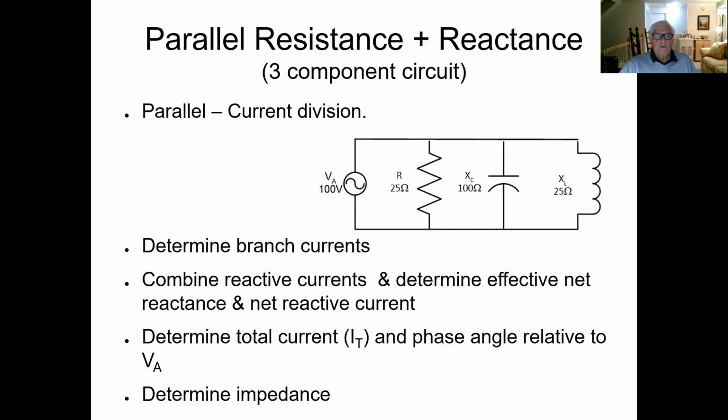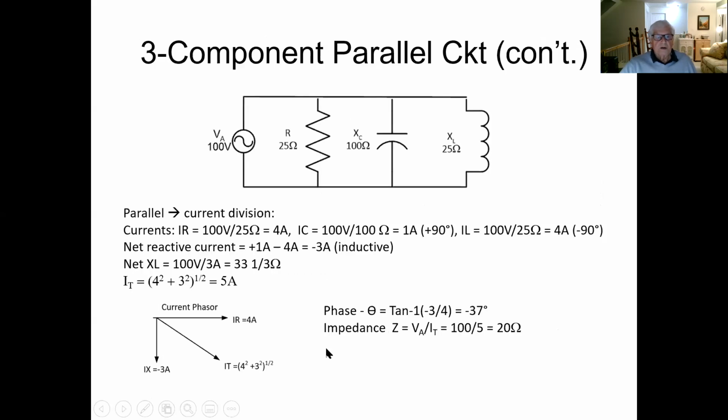But now supposing we have a parallel situation, resistance and reactance, and again, parallel situation means current division. So first we have to determine the branch currents. Then we combine the reactive currents and determine the effective net reactance and net reactive current. Then we determine the total current and the phase angle relative to VA. And then finally we determine the impedance.